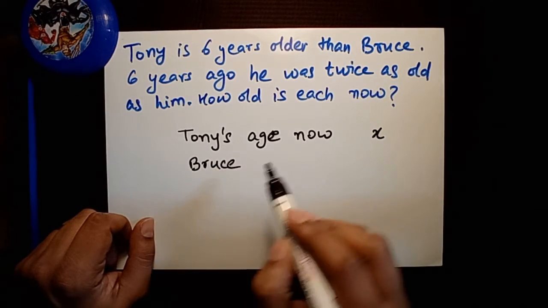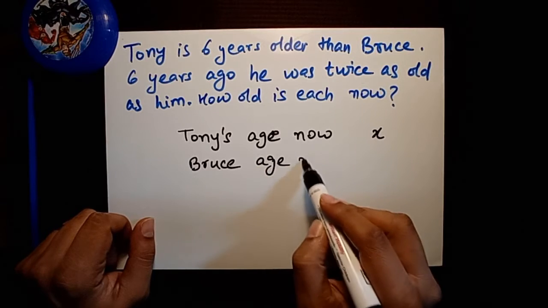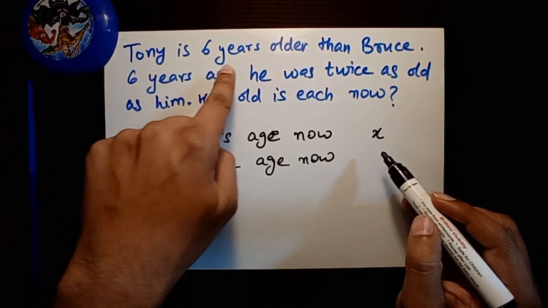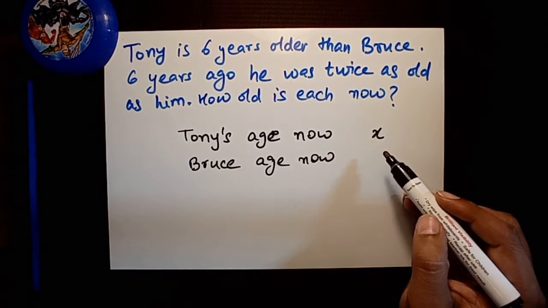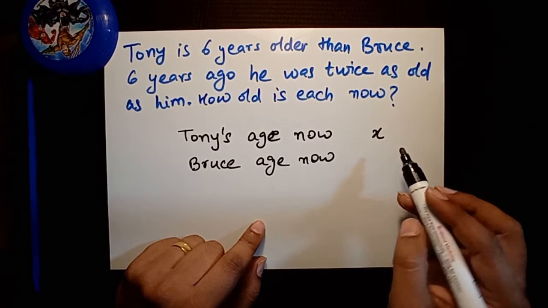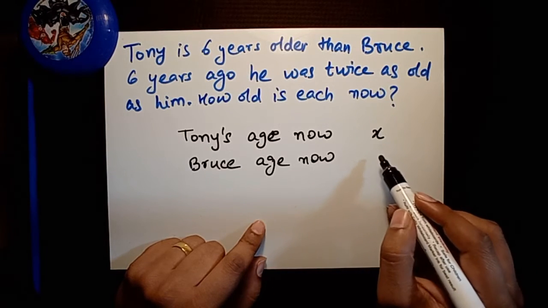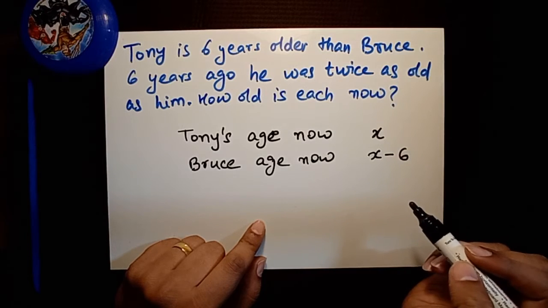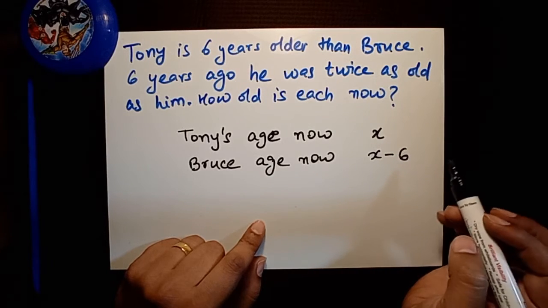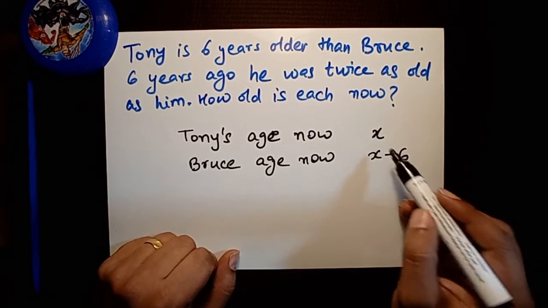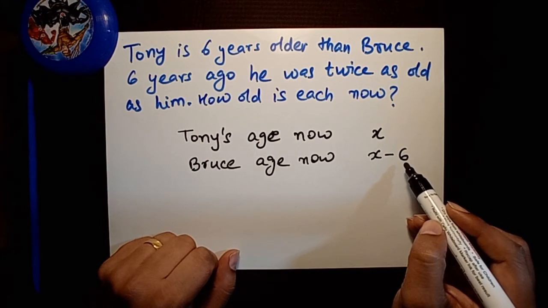Bruce's age now would be, Tony is 6 years older, so Bruce is younger. So Bruce is X minus 6. Make sense? Tony is 6 years older than Bruce. X minus 6.